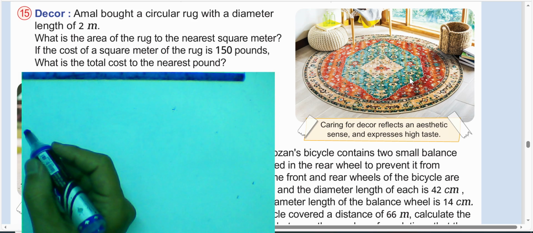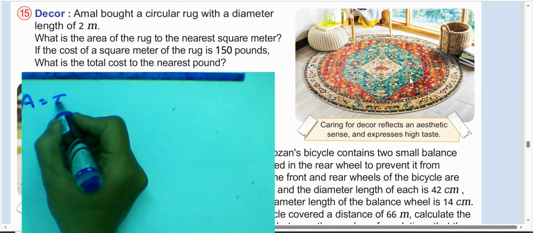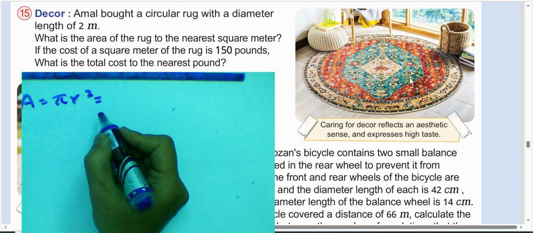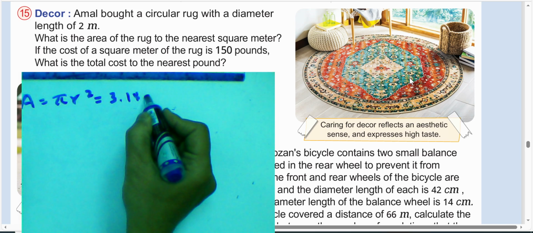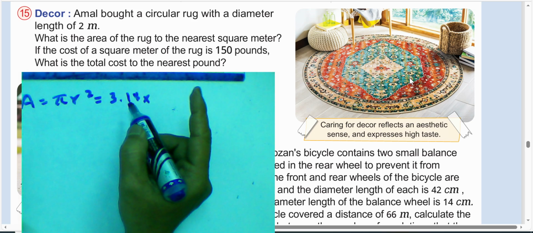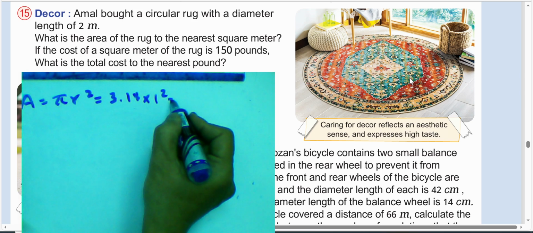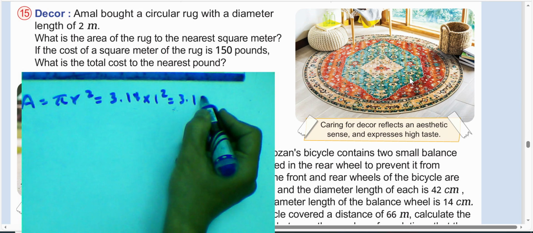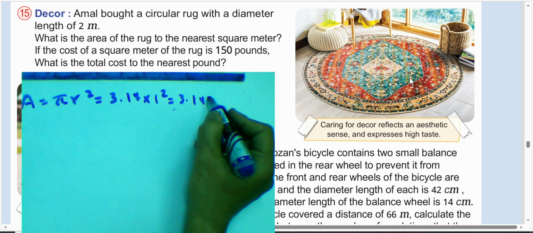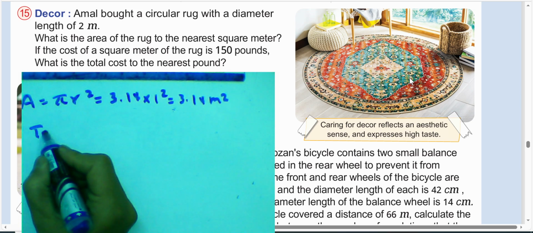Okay, we can find the area equal to πr². Pi was 3.14, product by radius power 2. Given the diameter is 2, the radius will be 1, power 2. Diameter 2 divided by 2 is 1. Then the result will be 3.14 square meters.